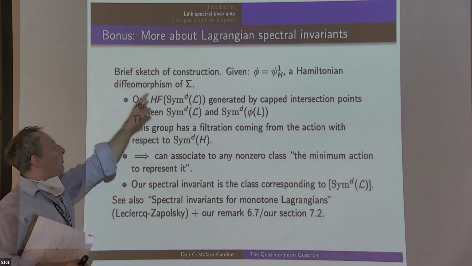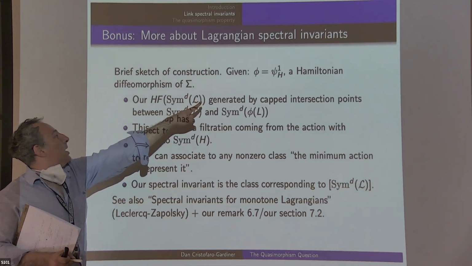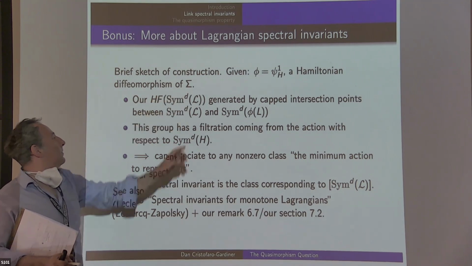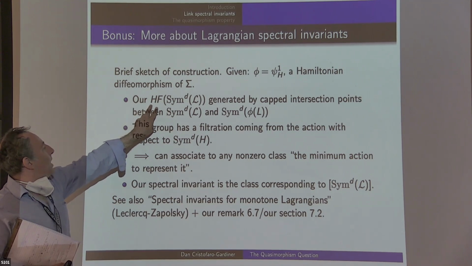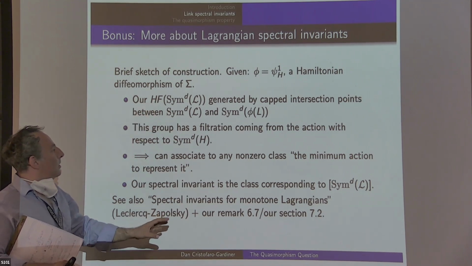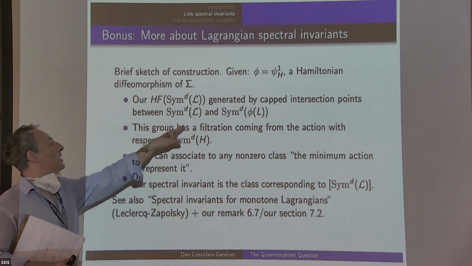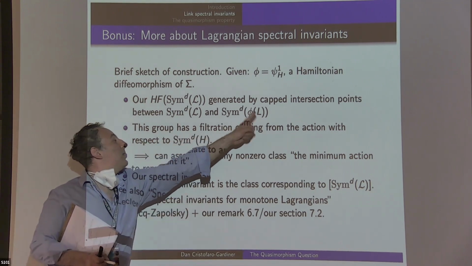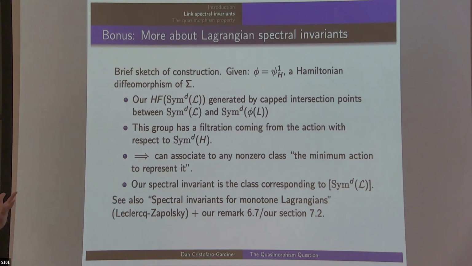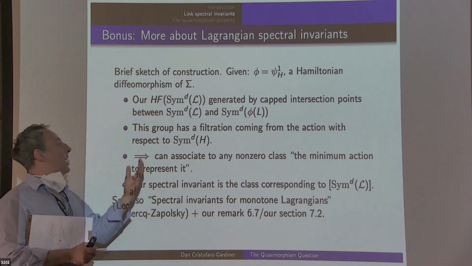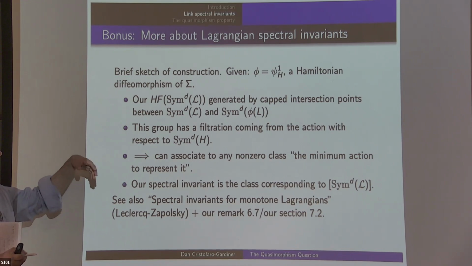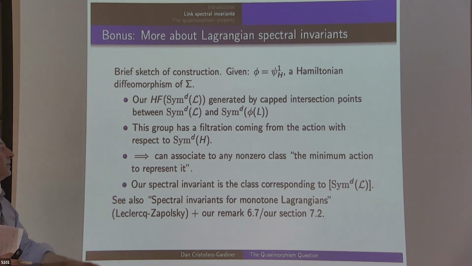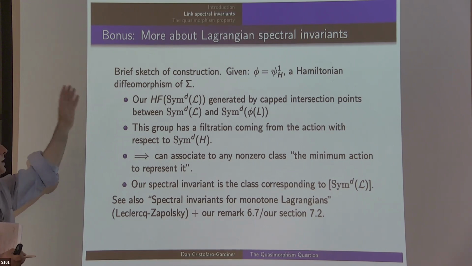So we have a link L, and we're given some Hamiltonian diffeomorphism phi of my surface T. What this space HF looks like is I look at intersection points between Sym^d of L and Sym^d of phi of L, the thing that I get just by pushing the link forward by phi. But I want to define spectral invariants. So instead of just taking usual intersection points, I take what I would call capped intersection points. I could draw you a picture if you wanted a picture.